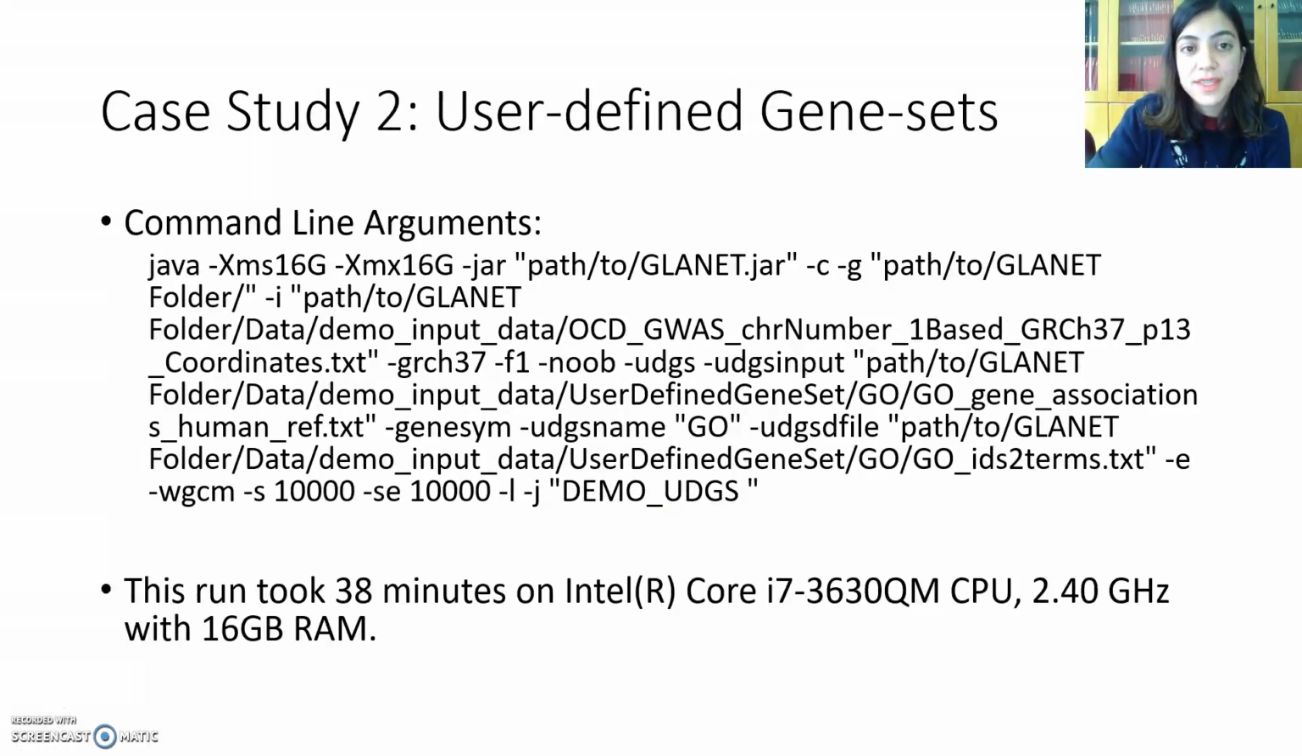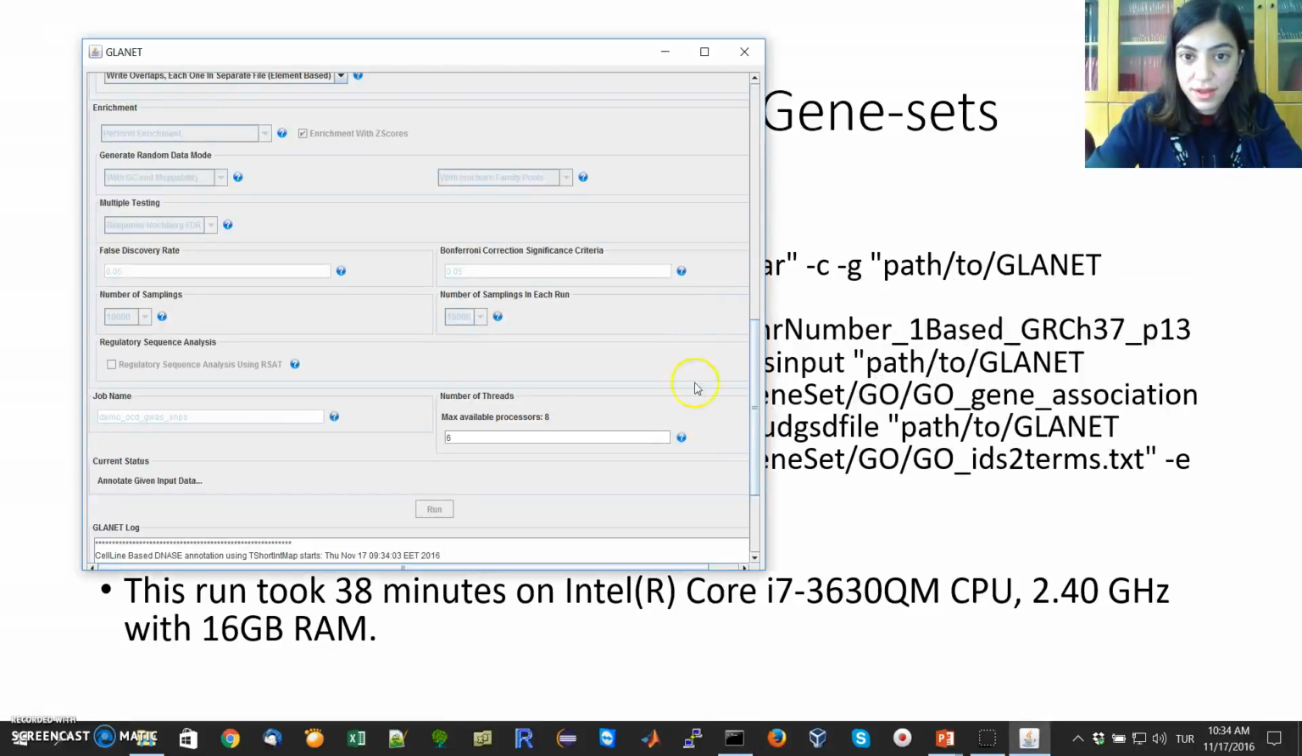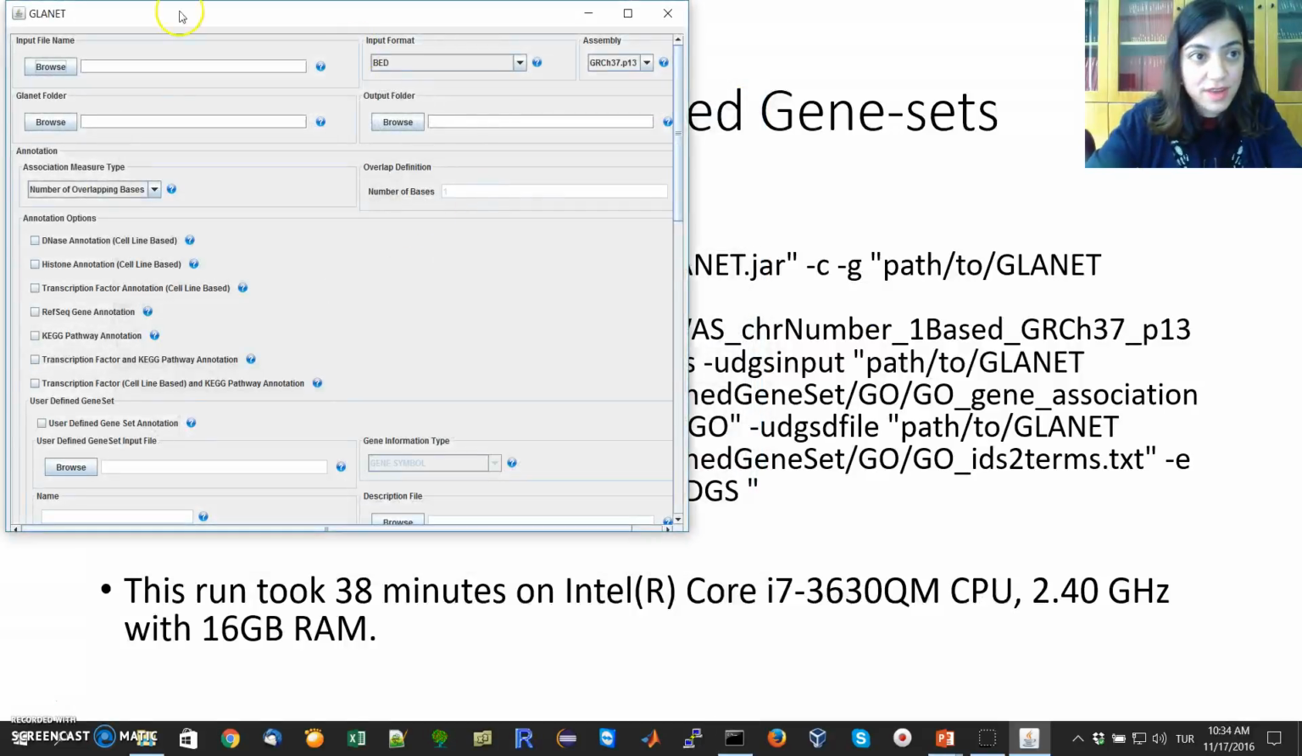This time we will see how the user-defined gene set feature is used. Again, we will use the same input file, OCD GWAS SNPs, but this time we will analyze OCD GWAS SNPs with respect to gene ontology terms, which are not loaded in our default library as gene sets. Let's continue. Let's stop this one. Let's rerun the GUI.